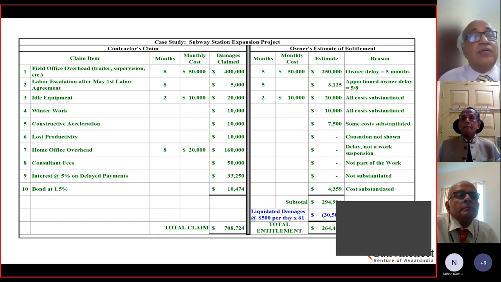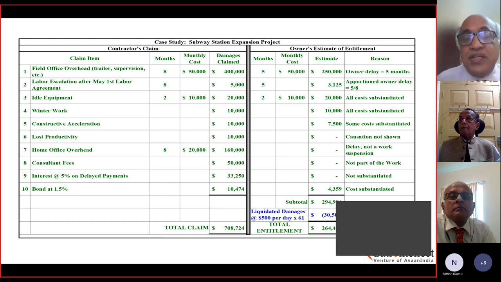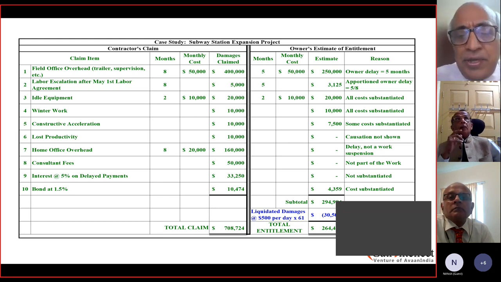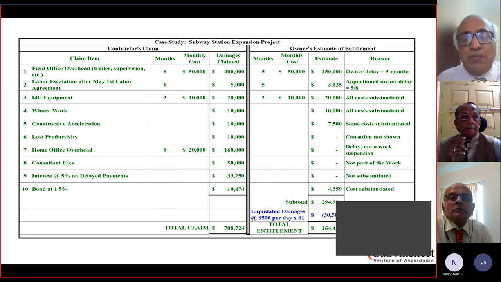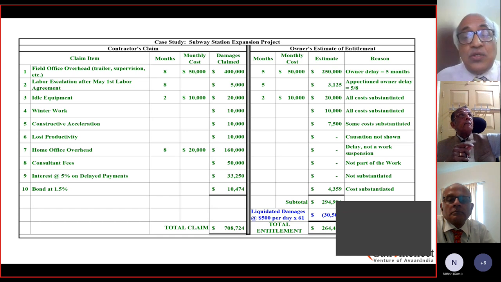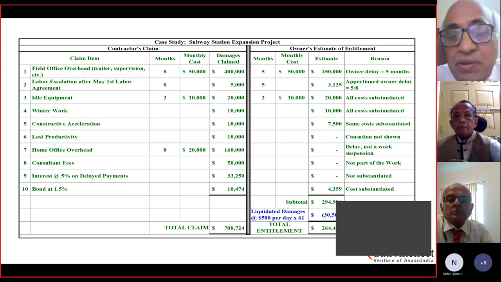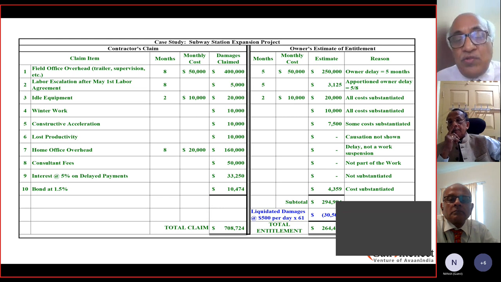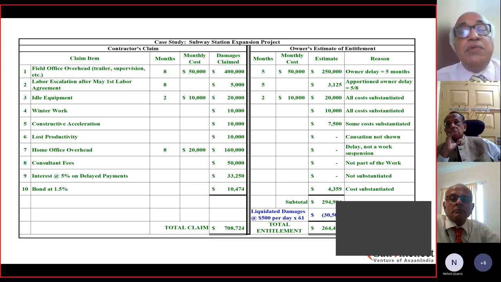Idle equipment is fully sanctioned because typically in project sites, when I hire the equipment, they're lying idle, but I have to continuously pay my hire charges to the owner, or I incur some depreciation if I'm the owner of the item. So I'm eligible for that. Winter work is definitely allowed, as these 5 months have been delayed because of the owner, and winter was somewhere close to the end of the contract, so the entire 10,000 has been given.